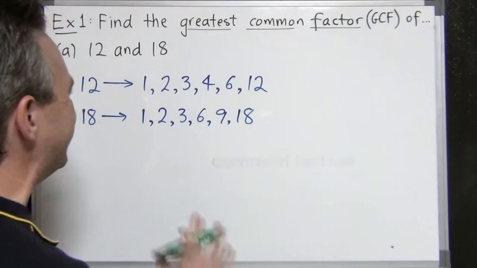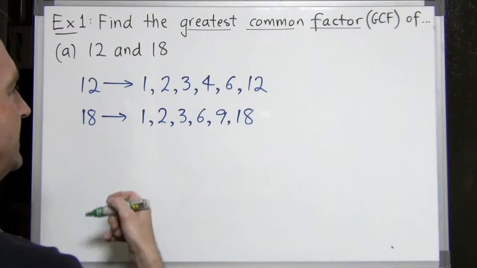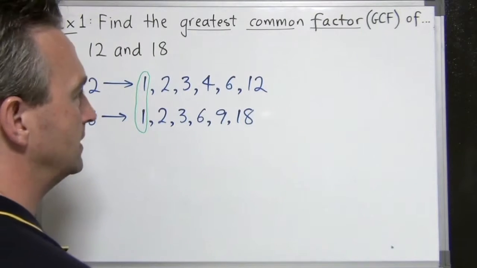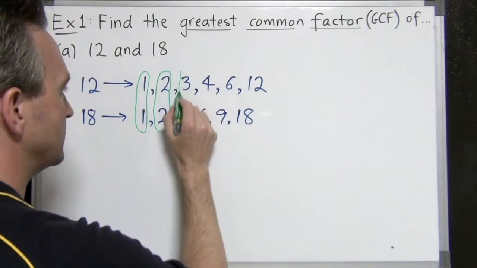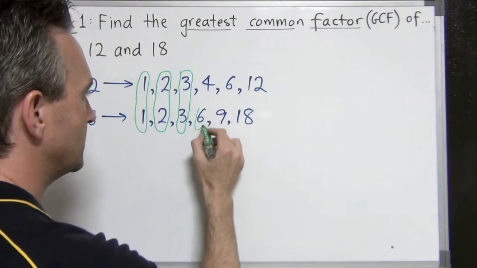Once you're here, you can look at the common factors. The numbers that can divide into both 12 and 18 are, well, 1 appears in both. You look at the numbers that appear in both lists. 2 is also a common factor. 3 is also a common factor. And what else do we have? 6 is also a common factor.